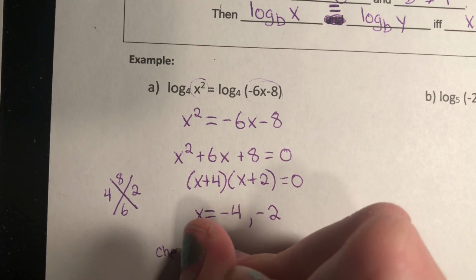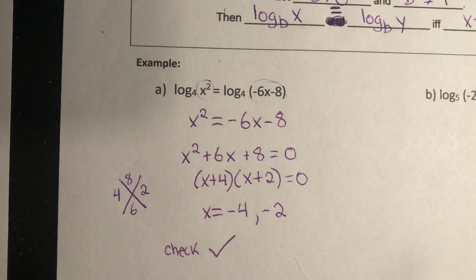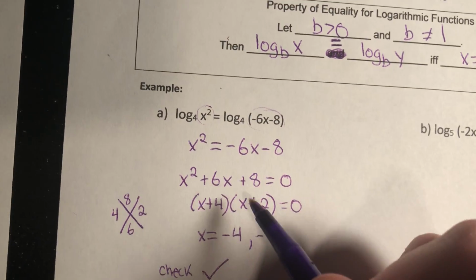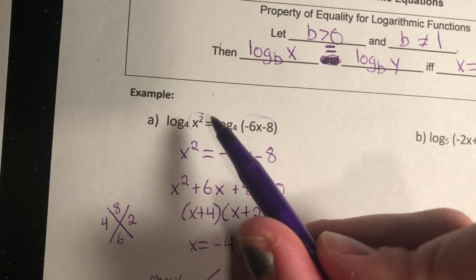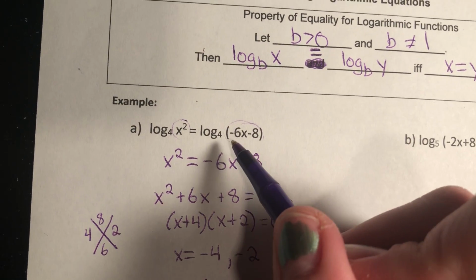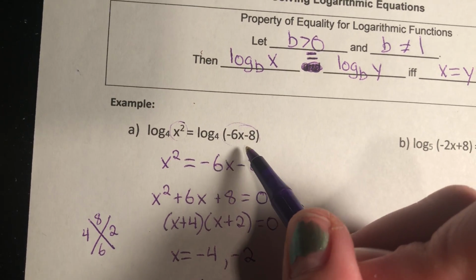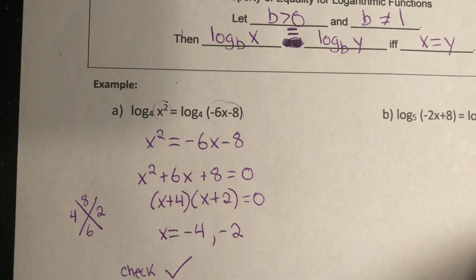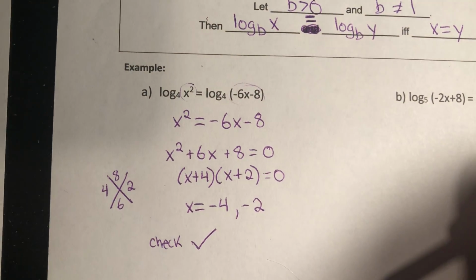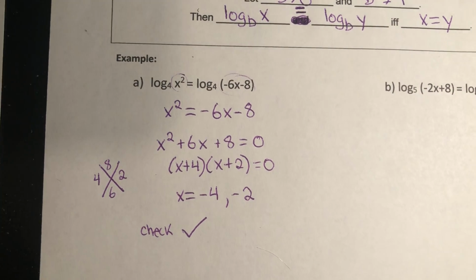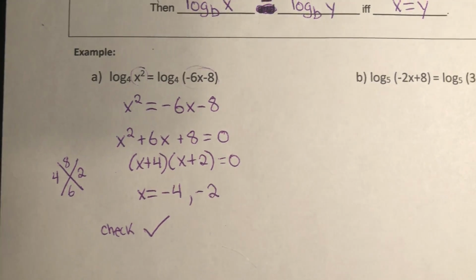And if you were to check them, they actually do work out. That would be, again, log base 4 of negative 4 squared would equal log base 4 of negative 6 times negative 4 minus 8, and the same thing for negative 2. Both of those happen to work. Trust me, I don't want this video to be any longer than it has to be, so they do work.